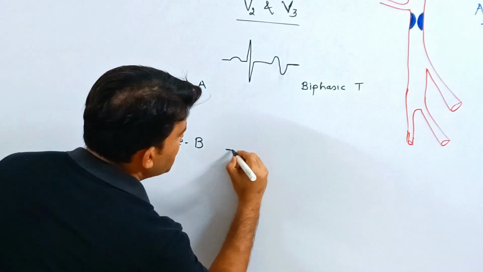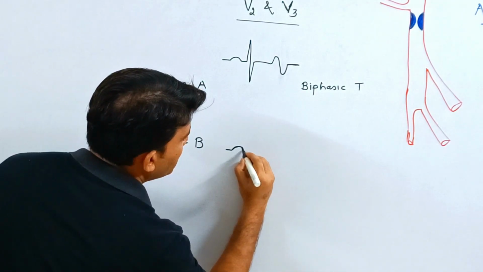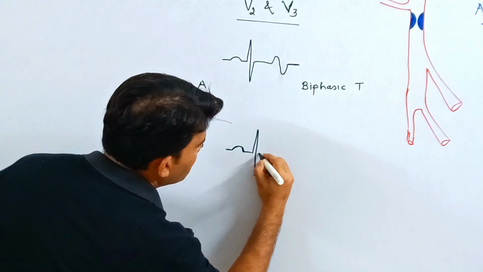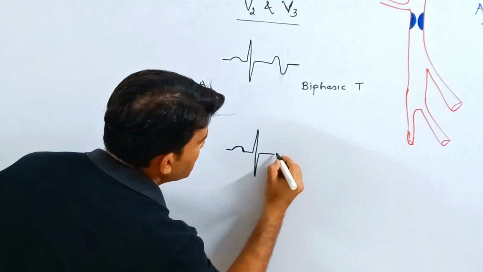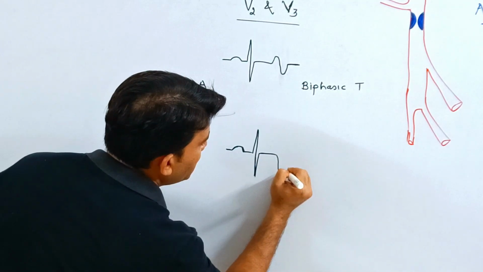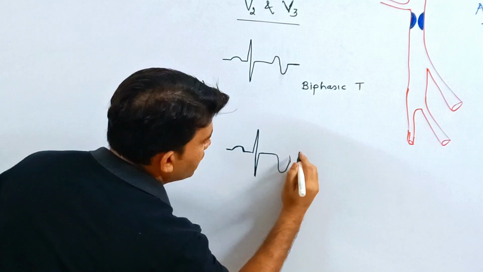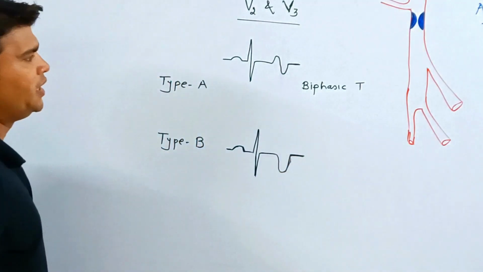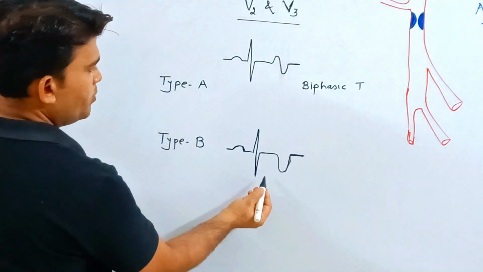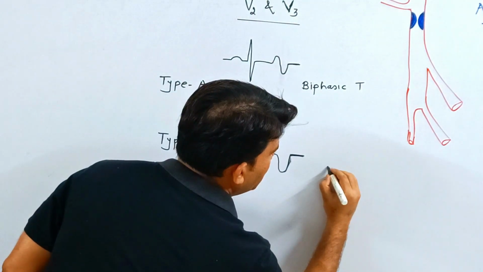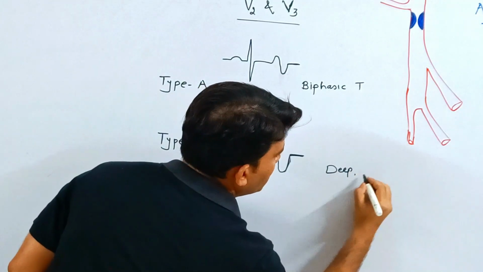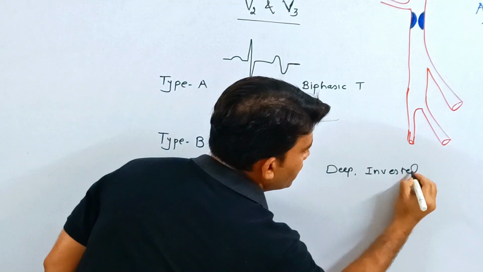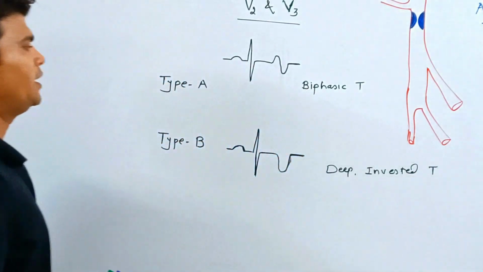And type B is having, yes, which type of pattern? This is the P wave, QRST, ST segment, and a deep inverted T wave. Deep inverted T wave. This is called type B, and this is a deep and inverted T wave, right?